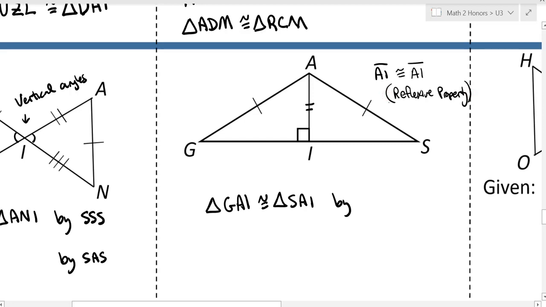And so here we have side side angle, but side side angle doesn't work. But there's that special case. Keep an eye out. If you have a right triangle, you have your hypotenuse here and you have your leg here, and so hypotenuse leg would be our reasoning for why they're congruent.